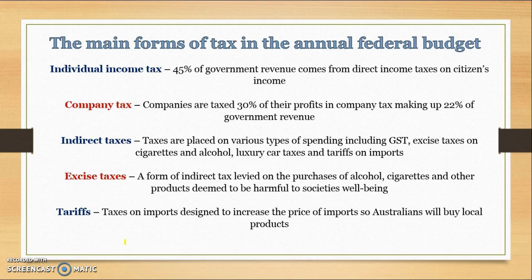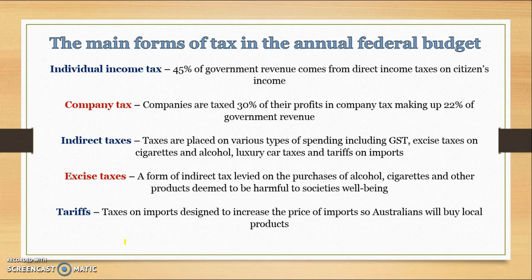So the main form of tax is what we call individual income tax. So when citizens earn money from having a job, they pay a progressive income tax, as you saw from your assignment. The government collects around 45% of their revenue from this direct progressive income taxes.